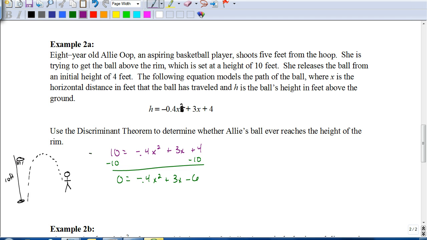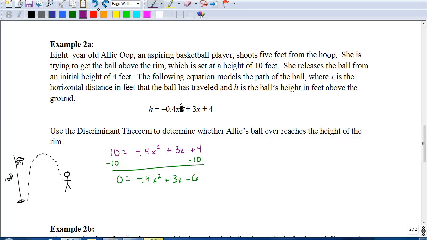So we're going to use the discriminant to see if it ever reaches a height of 10 feet. If we use the discriminant and we get exactly 0, that means that the highest the ball reaches is 10 feet. If we get 2 answers, that means the ball reaches 10 feet twice, so that means that she does have a chance of making it. Or if we get a negative number, that means that it doesn't reach 10 feet. So that means that there's no way that she could have possibly made it.